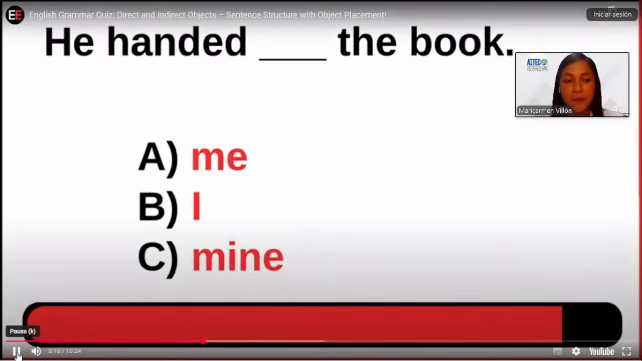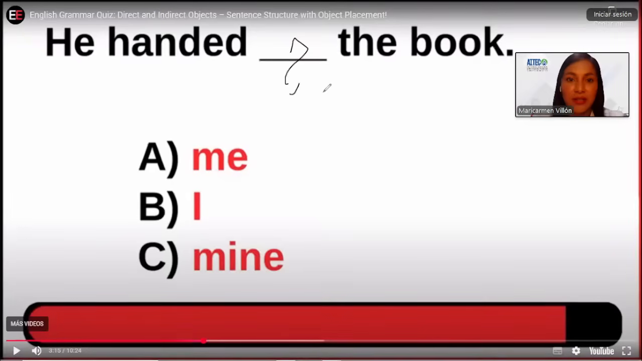Okay, number 9. Look at number 9. It says he handed. It's like a synonym of give. Handed. Como que le dio the book. Yeah, he handed the book. What do you think it is? He, subject, handed, that's the action in past. The book, that's the thing, the direct object. We need here the indirect object. Who's receiving the action? Who? Me, I, or mine?